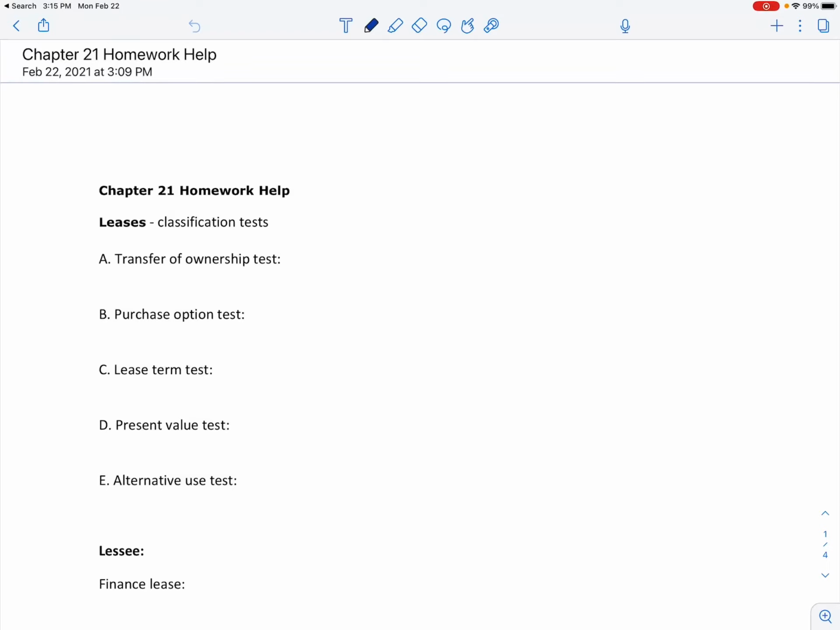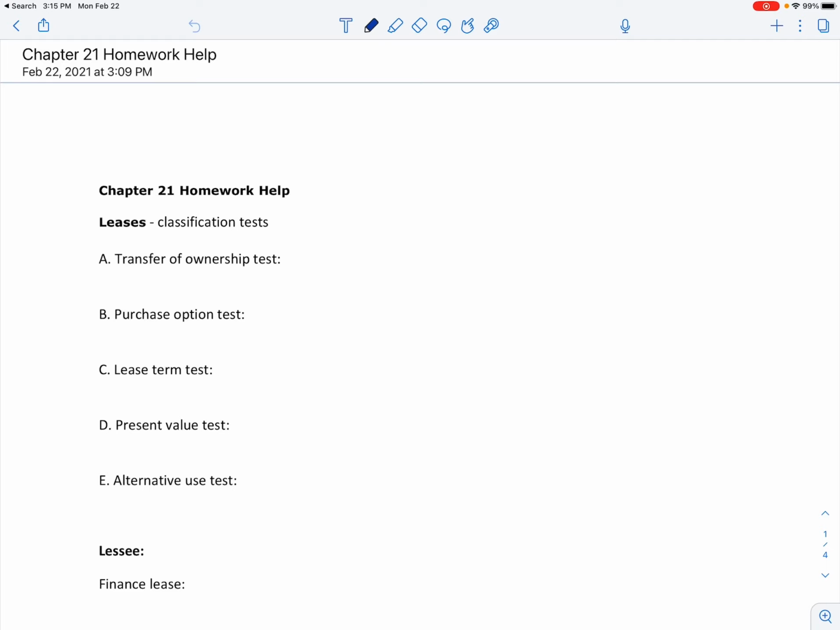Well, this chapter is going to get a little bit more complicated only because there's so much information to look at. When we're talking about leases, the first thing we want to go through are these classification tests because that's going to help us determine how to account for this lease. Is it a finance lease or is it an operating lease? So let's look at these classification tests.